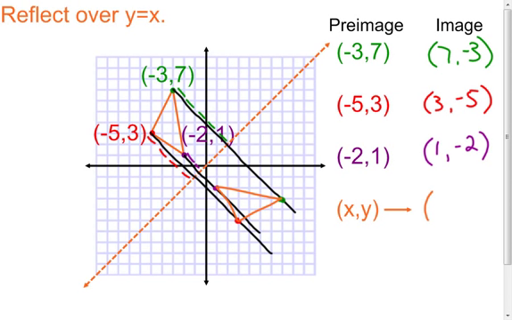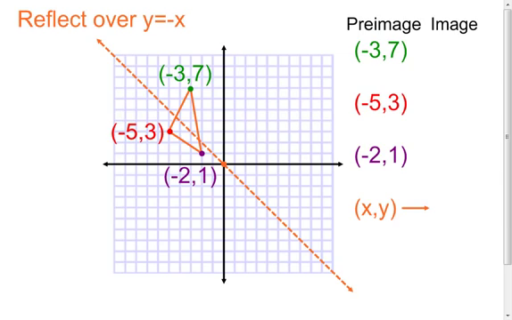Now, look at the pattern here. Negative 3, 7 became 7, negative 3. It appears that my x and y just switched. If I go to negative 5, 3, yep, the x and the y just switched again. Same thing with my purple point. So what used to be a point called (x, y), when you flip it or reflect it over y equals x, your image will become (y, x).